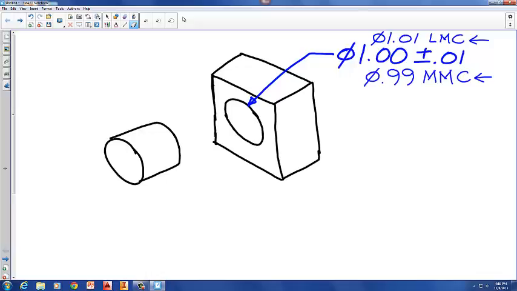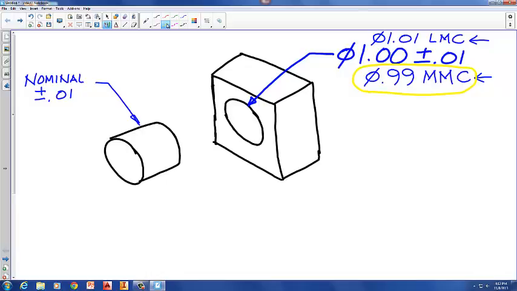Alright, so let's try to design our cylinder to fit within that hole, and let's make sure that when that hole is at its smallest size, which is its maximum material condition, the cylinder we have over here will be 1/100th of an inch less than that. So what we're going to try to calculate over here is the nominal size for this cylinder if we have a tolerance of plus or minus 0.01. Okay, the way we think about that all starts by coming over here and looking at our maximum material condition, because this is when the hole is going to be at its smallest.